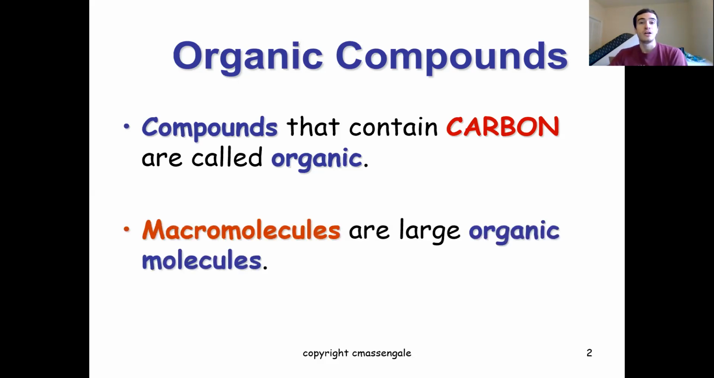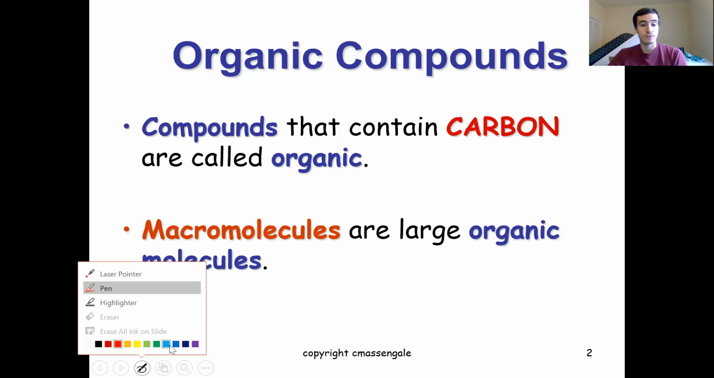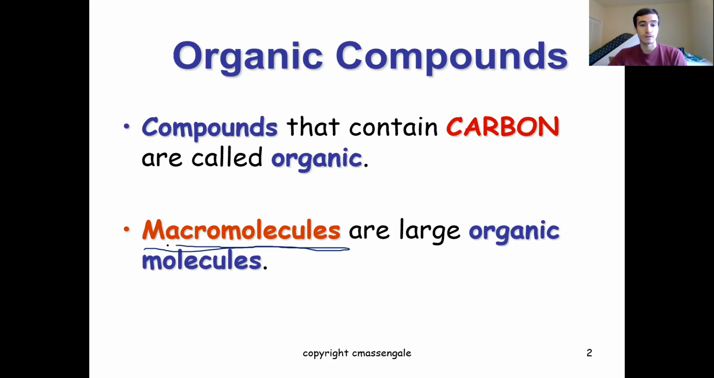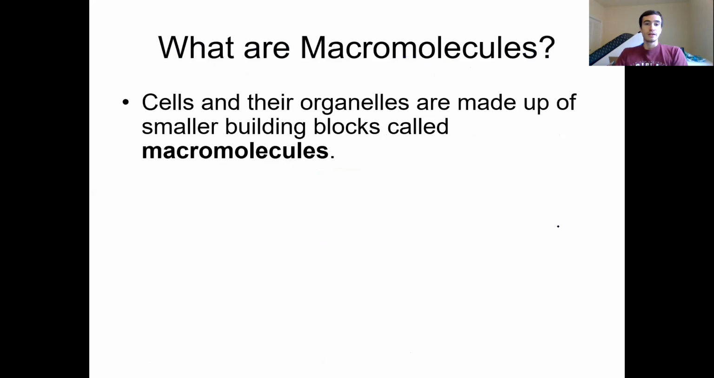So these macromolecules are really large organic molecules. They're big molecules, hence the macro in their name. And they are made out of a lot of carbon. So these macromolecules are big carbon-based molecules. Cells are the tiny little cells inside of our body that make everything run. And our body is built out of cells, but cells are built out of smaller building blocks called macromolecules.